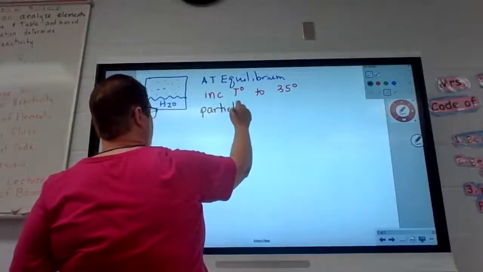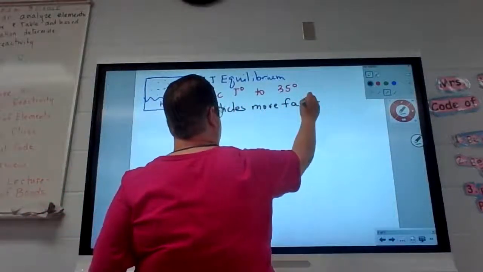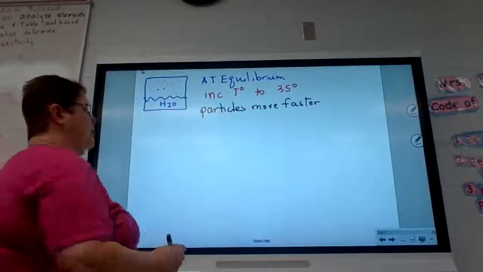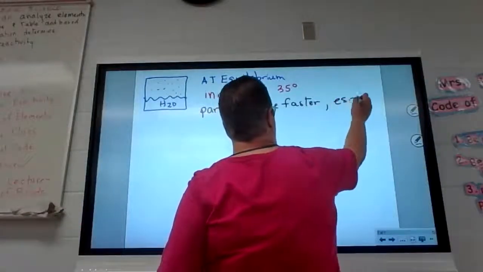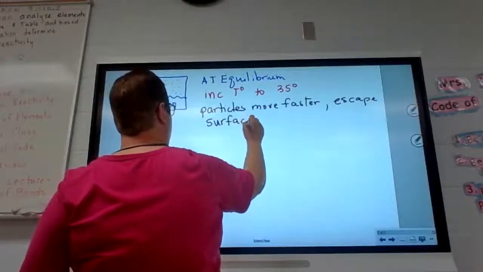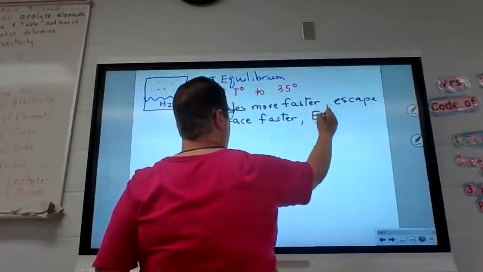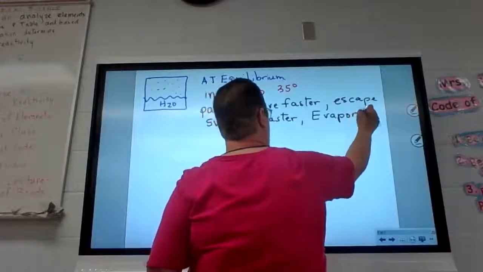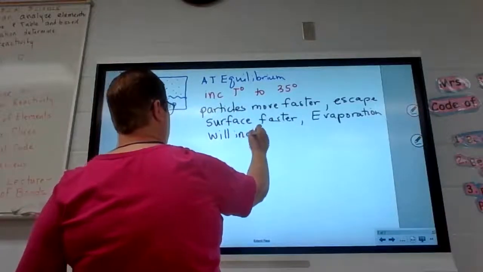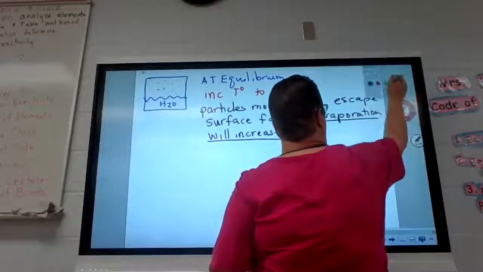Why do you keep drawing the same picture? Because you have to understand what happens inside the system. We're all good with the particles move faster, right? Yes. Particles will move faster and escape the surface faster. And according to Kevin, evaporation will increase. Are we okay with what he said there?